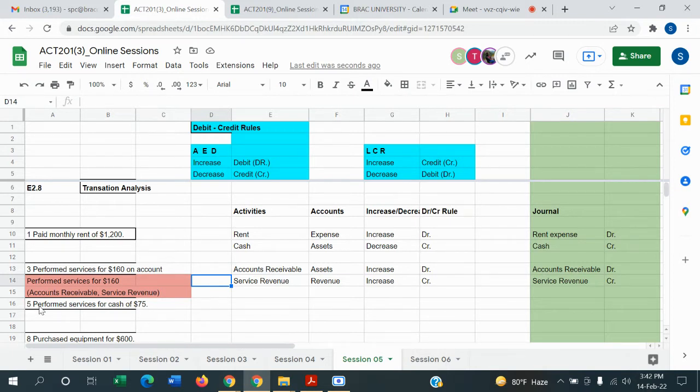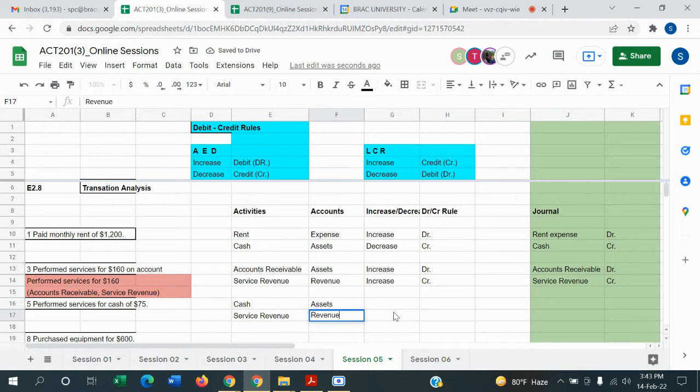Okay, if you look at the next one, it will be clear to you. Perform service for cash $75. They directly specify they have received cash for performing this service. So what accounts will be affected here? Cash and service revenue. Yeah, exactly. Cash is an asset. Service revenue is a revenue.